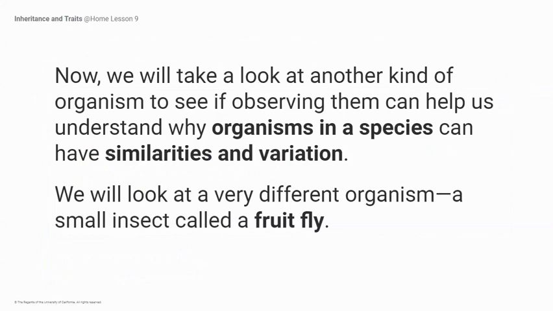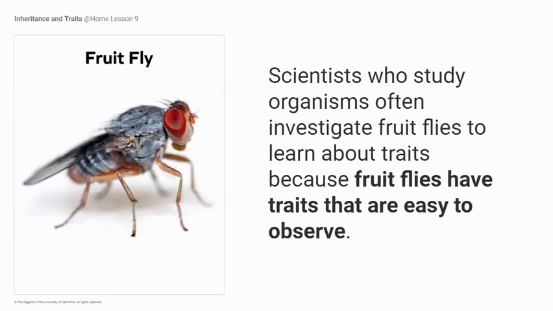And we're going to look at a very different organism, a small insect called a fruit fly. During the summer, you might find these, particularly when it's warmer and there's fruits and other sugary things out. They love to find their way into different things. And so you'll see them as we pop into spring and summer. But we're not going to worry about actually looking at them. We're going to look at some pictures of them.